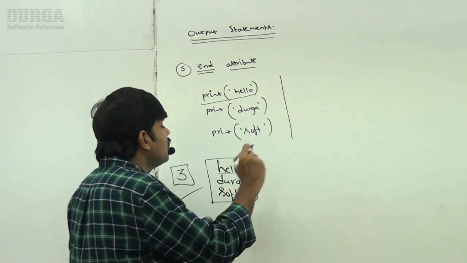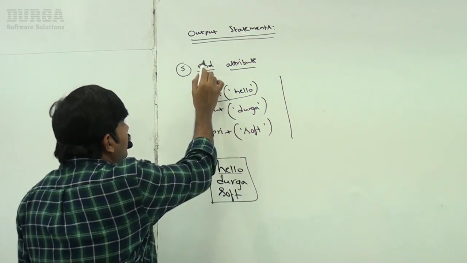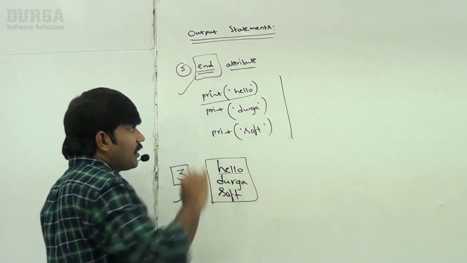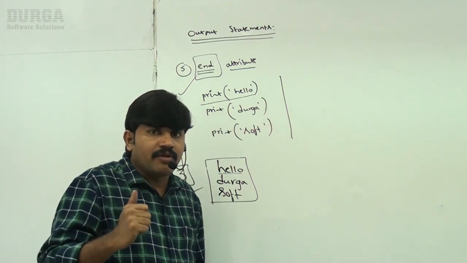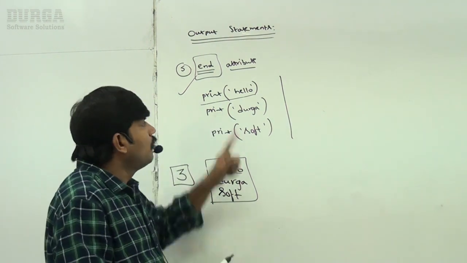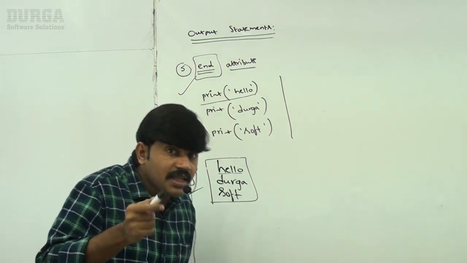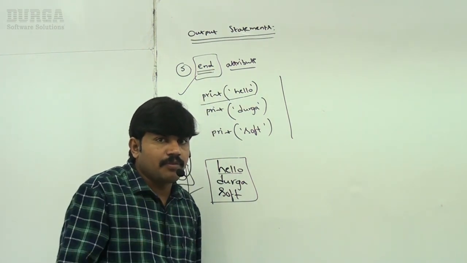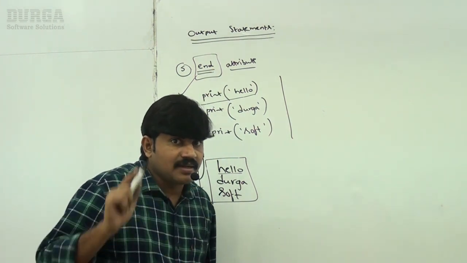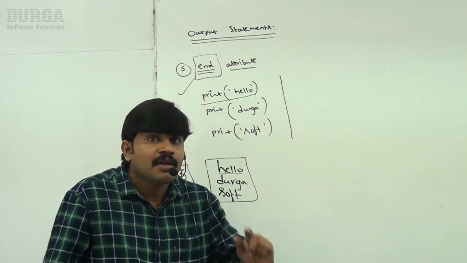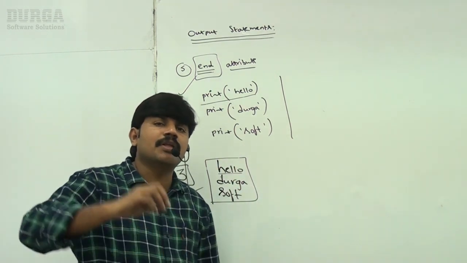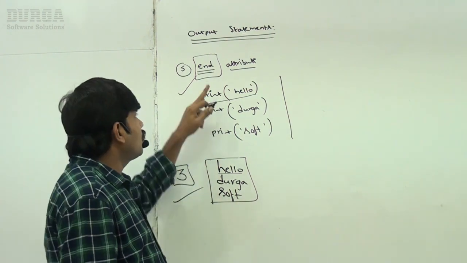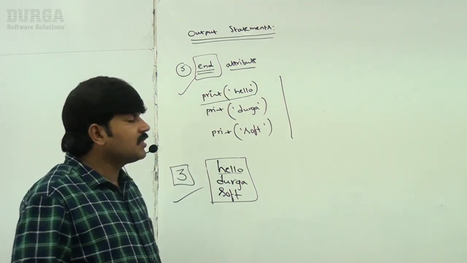What it means is, for such a type of requirement, we should go for the end attribute. After printing this one, what is the end character you require? You have to specify it by using end. The default value for the end attribute is \n. Remember this one, the new line character is the default value. If you don't want a new line character, if you want any other character, better to go for the end attribute.